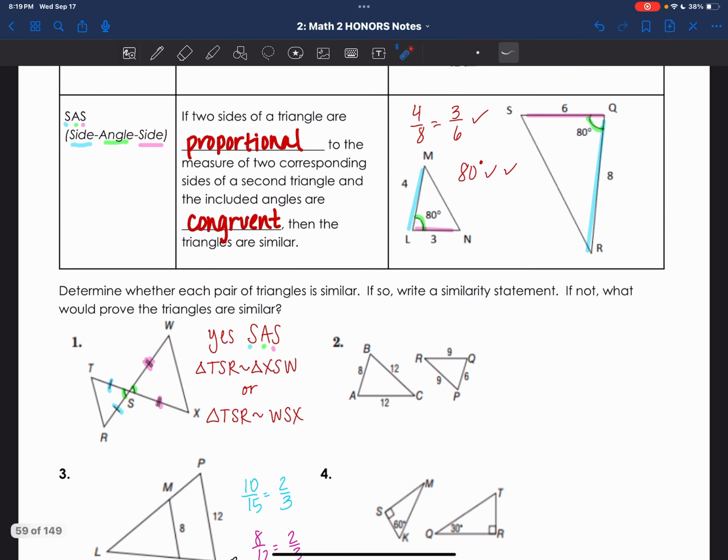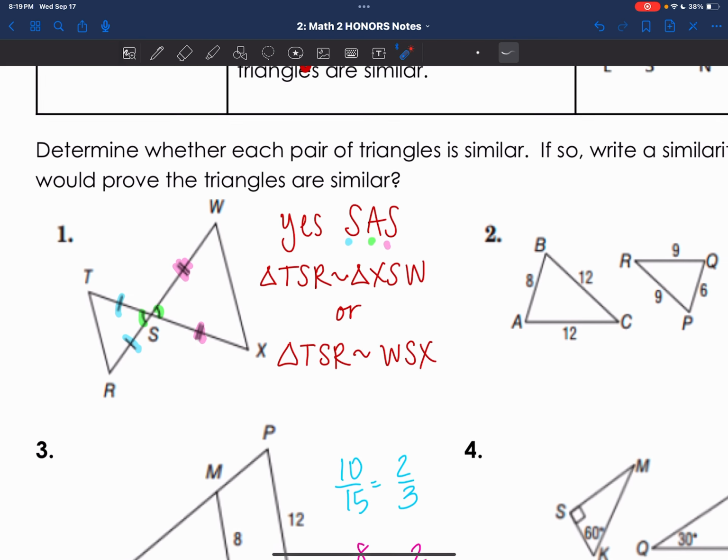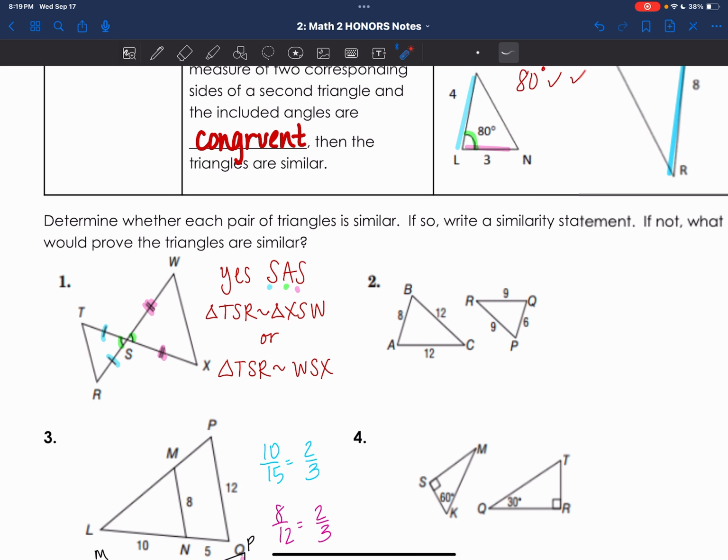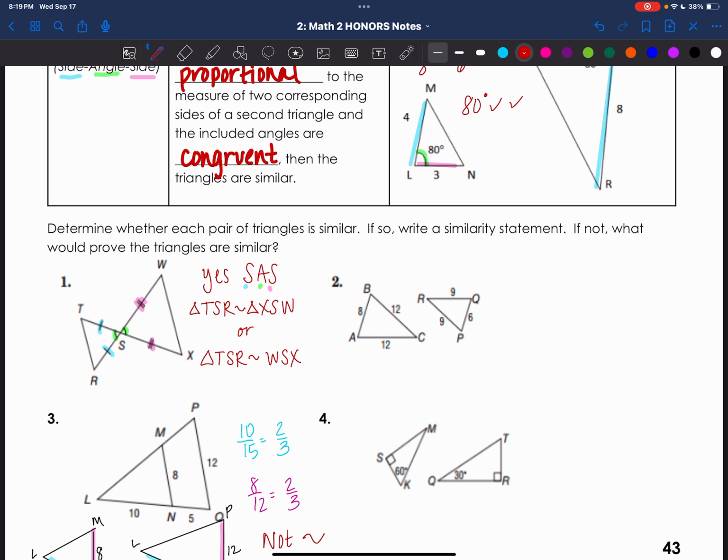All right, so let's go and get started with some of the problems. So we need to determine if it's similar. If so, we have to write a similarity statement. So with a similarity statement, remember order matters.